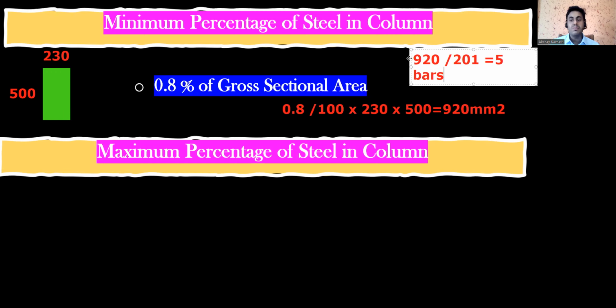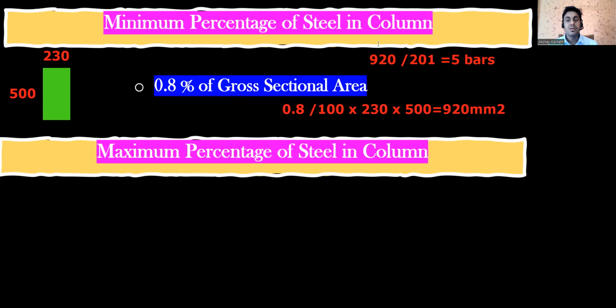So how many bars do I need to provide? I need to provide 5 bars in this column. Minimum I need to provide 5. Minimum 4 we have to provide, but by our calculation we got 5. But practically, is it possible to provide 5? It's not possible. Why?